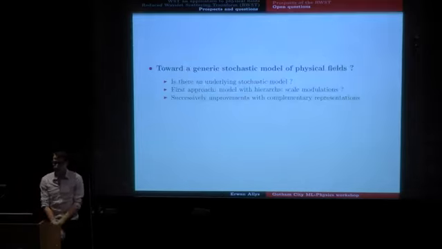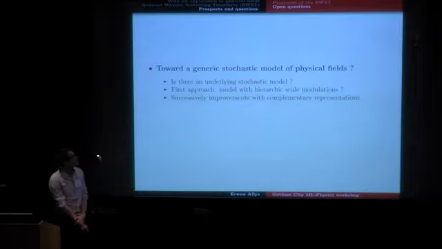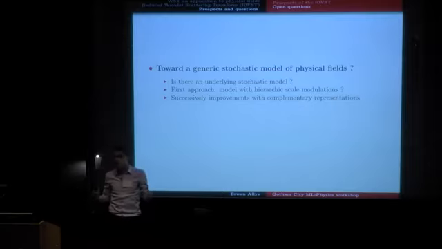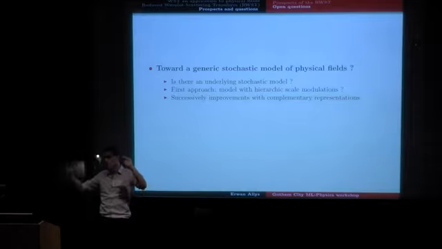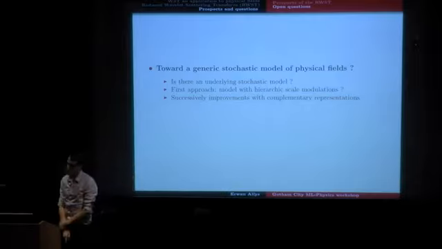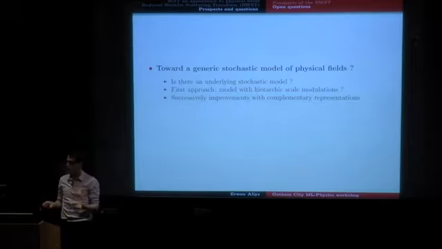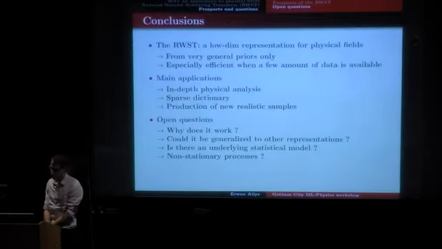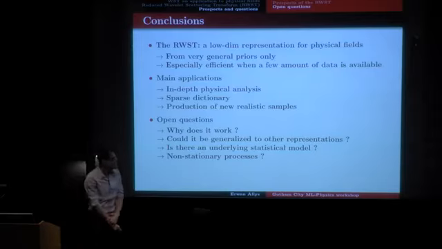So last point, maybe there is something there which is a generic stochastic model for physical fields. So is there a stochastic model there? The first approach could be, for example, a hierarchical scale modulation model. We have the large scale spectrum. We generate the scales below, considering their modulation with the larger scale. Then the scale below, considering the modulation with the larger scale and the less large scale, and so on. So the idea is that it could also be improved by considering complementary representations at which we do this kind of reduction. And I finish. It could give a simple and general framework for such problems. Thank you.